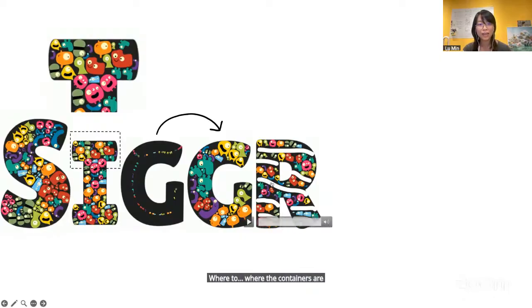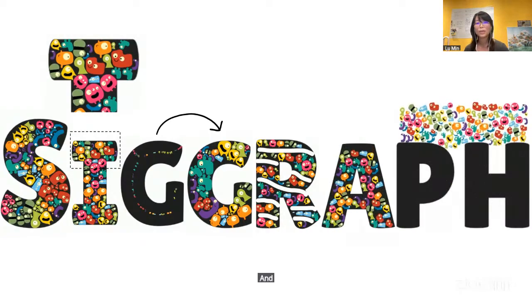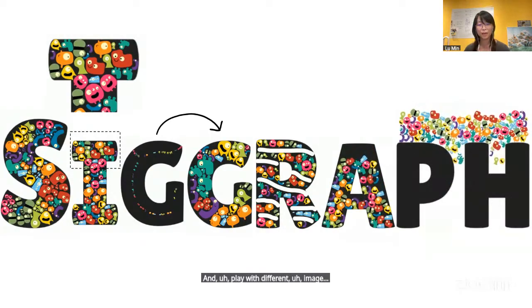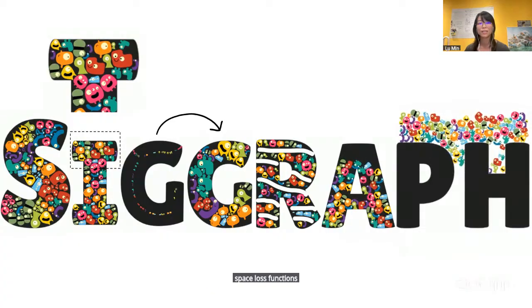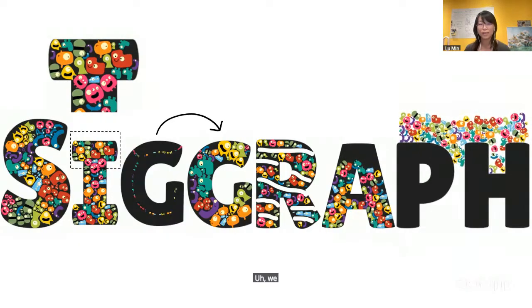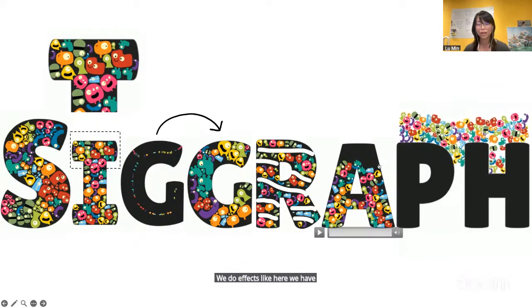Here I draw some white stripes to block the monsters from getting across, and by playing with different image space loss functions, we can create different visual effects, like here we have a gravity effect.